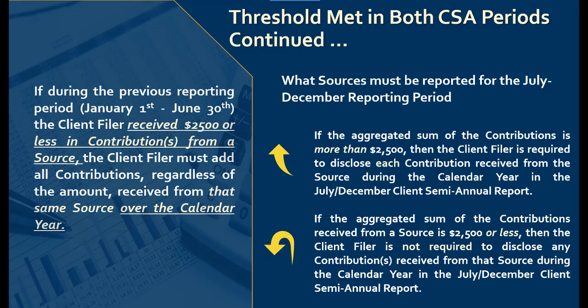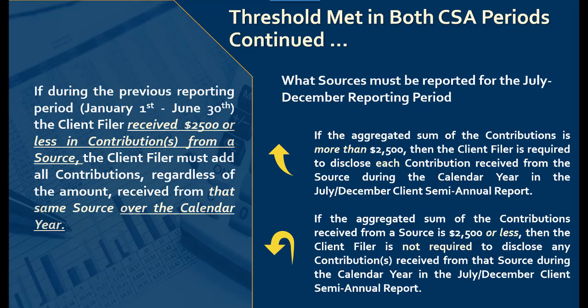If the aggregated sum of the contributions is more than $2,500, then the client filer is required to disclose each contribution received from the source during the calendar year in the July-December client semi-annual report.